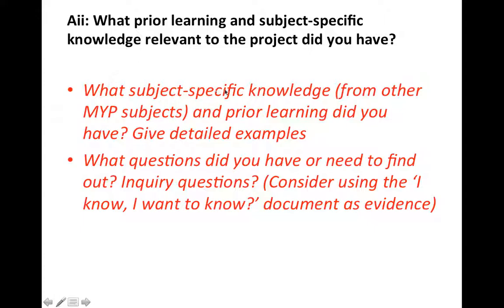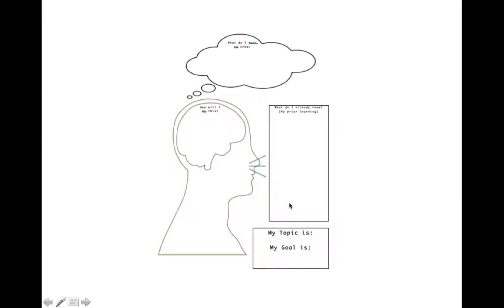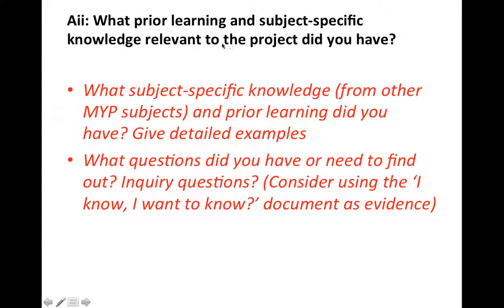You need to try and think about whether there were any MYP subjects, such as design, the design cycle, art, English, that link to what you're doing with your goal. So you're trying to draw together and transfer the knowledge from multiple subjects. Again, the key here is to be specific and choose examples of how and what knowledge you had before. You may want to use the document on 'I know, I want to know' and the inquiry questions you're looking into, as additional evidence, because it clearly shows how you're thinking through the aspects of this criterion strand.